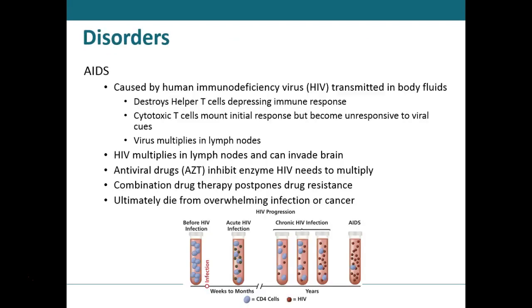Now we want to look just a little bit at some disorders associated with the immune system. The first one we want to talk about is acquired immunodeficiency syndrome, which is a condition where a person experiences an assortment of infections due to the progressive destruction of the immune system cells by human immunodeficiency virus. So HIV is the virus that causes AIDS, the syndrome. AIDS represents the end-stage infection by HIV.